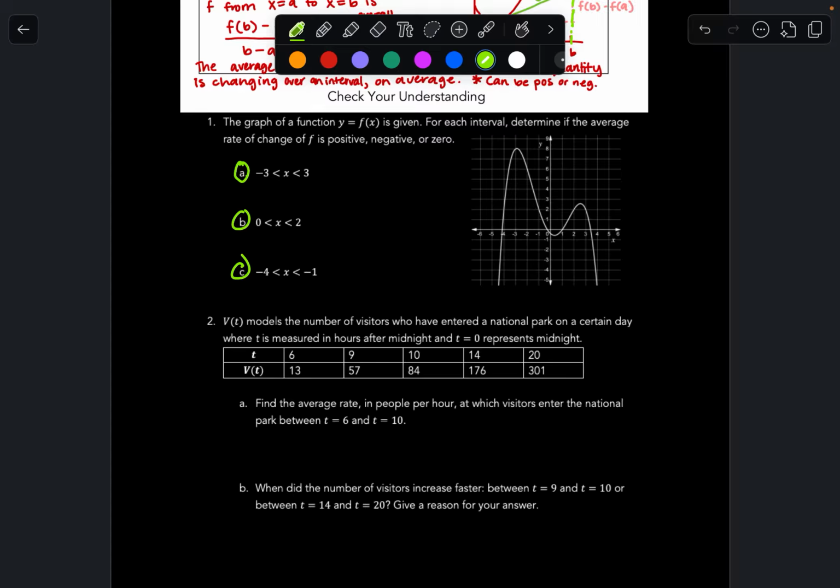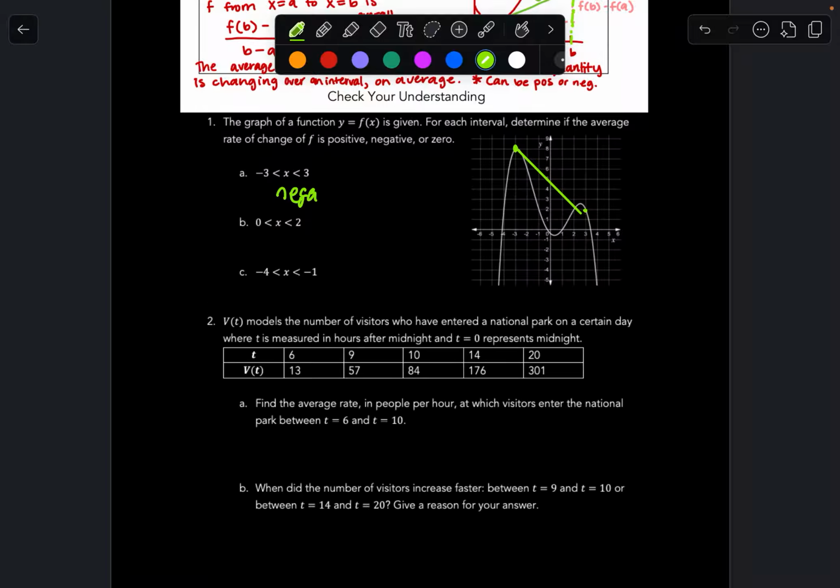Just draw lines. For example, between -3, the function's up here, and 3, the function is there. You don't even have to draw this line, but you can look at it, and you'll see that line has a negative slope, so the rate of change is negative.